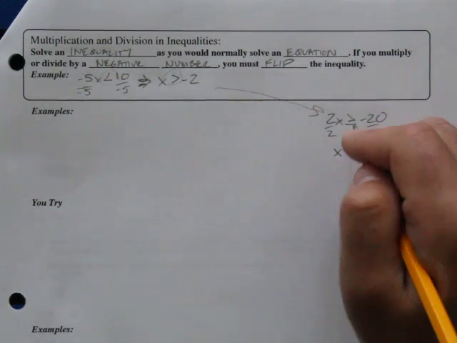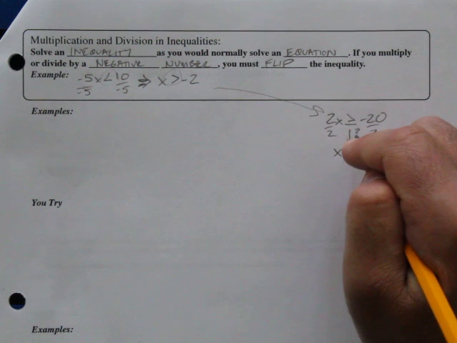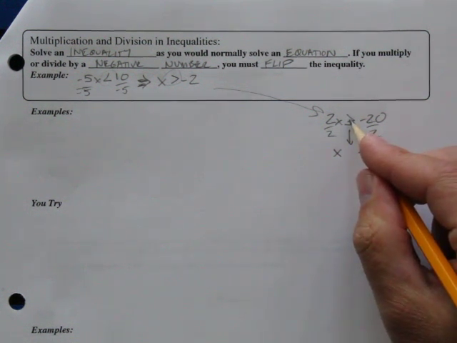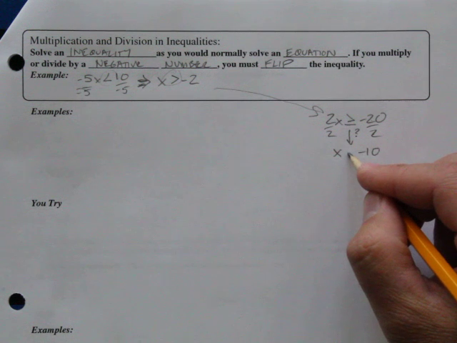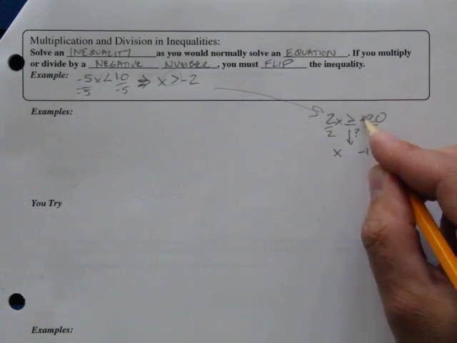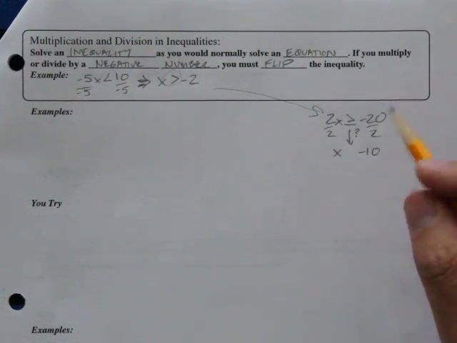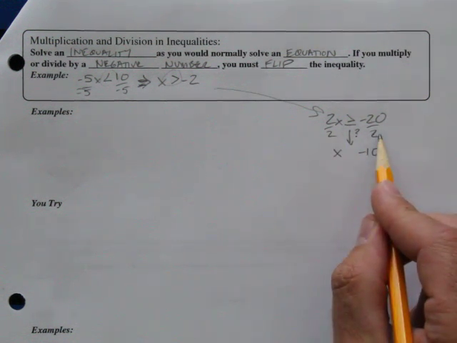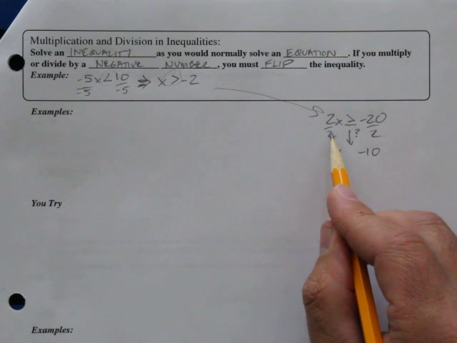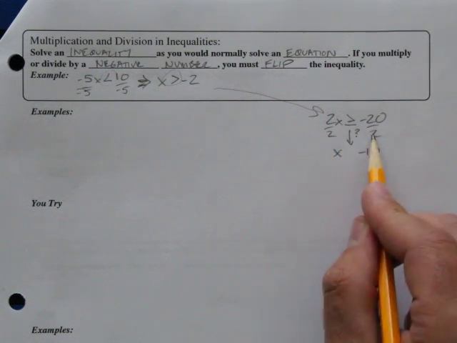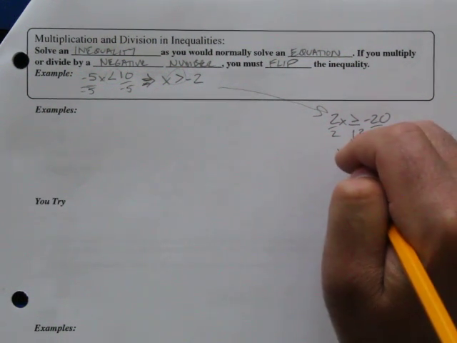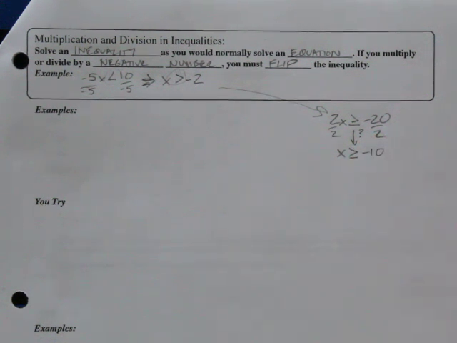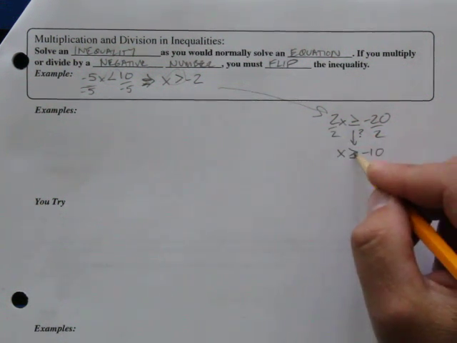Now, I've got to decide, what am I going to do with this inequality? Do I leave it here as greater than or equal, or do I flip it? Because here's a negative right here. Here's how you know. Did you divide or multiply by a negative number? I did not. I divided or multiplied by a positive number. If it's positive, then I'm going to keep the inequality the way it was.